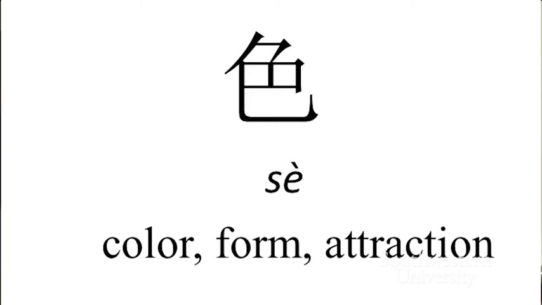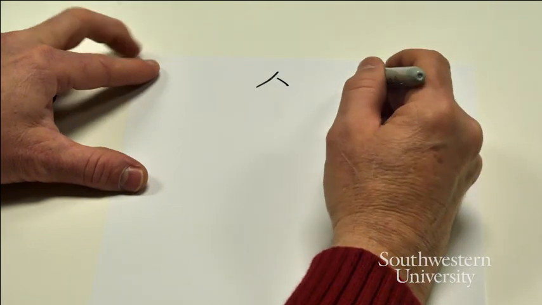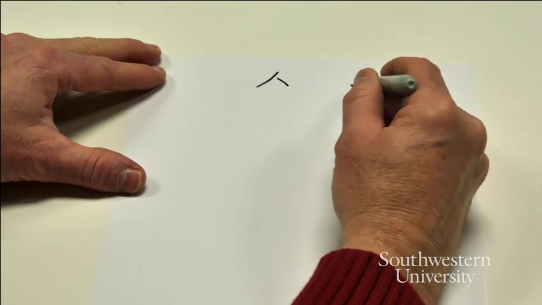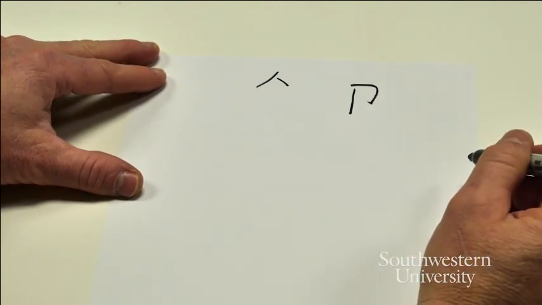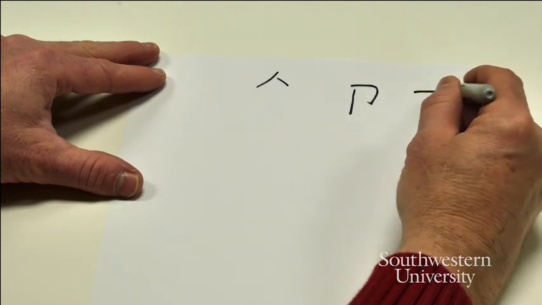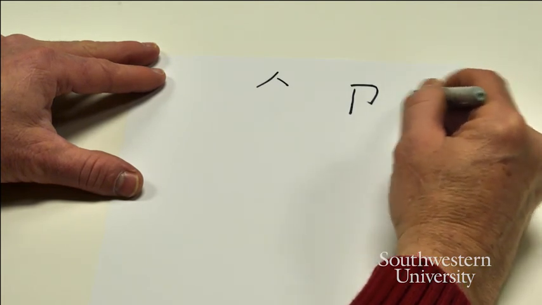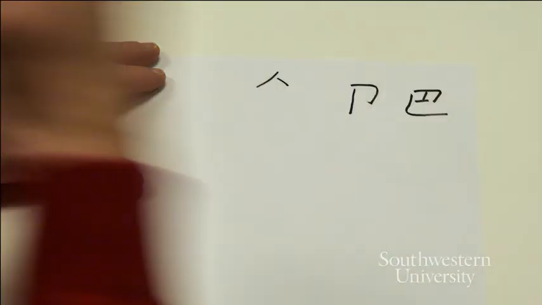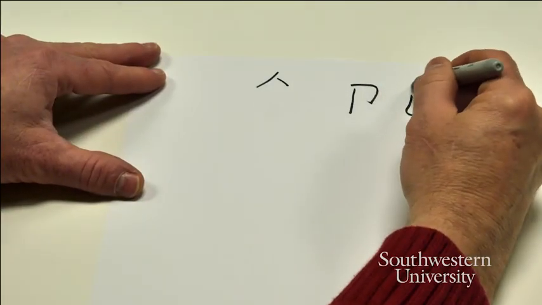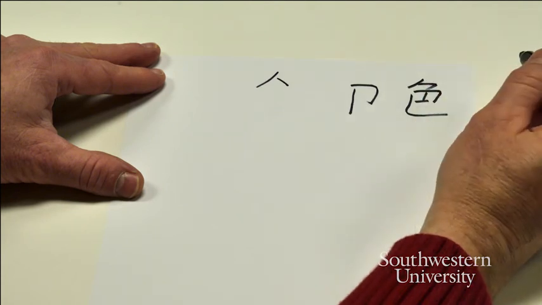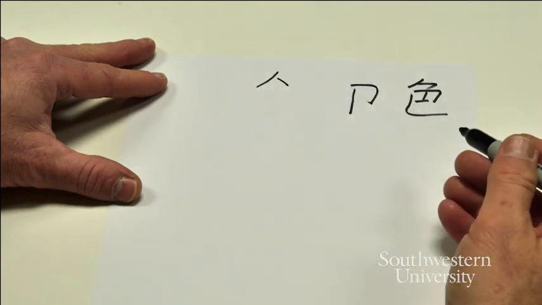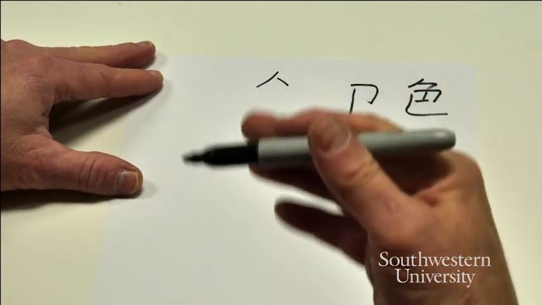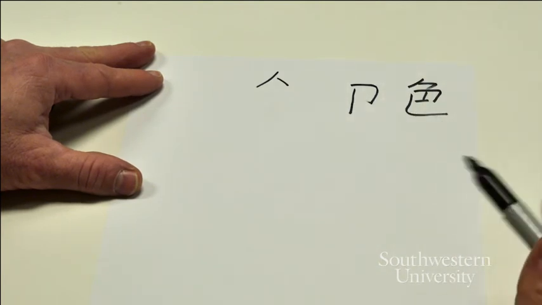This character, sa, is thought to be a depiction of a person in a kneeling form, something like that in modern Chinese, which has been eventually distorted into this shape. And then the person is squeezed up into the top. So by extension, the expression of someone's face, so color, appearance, form.